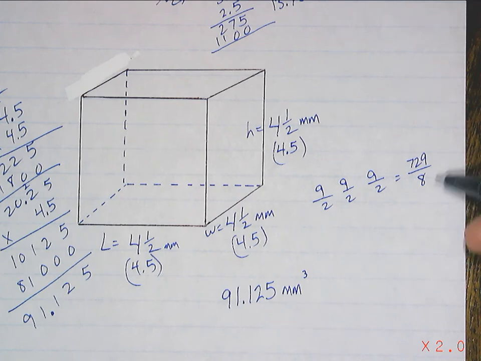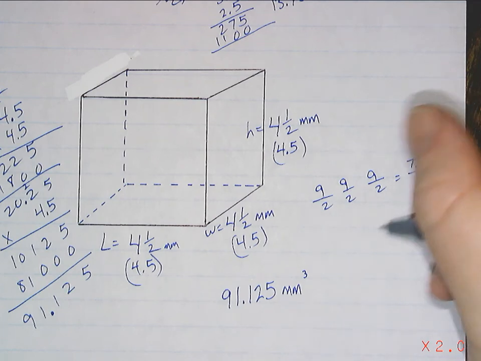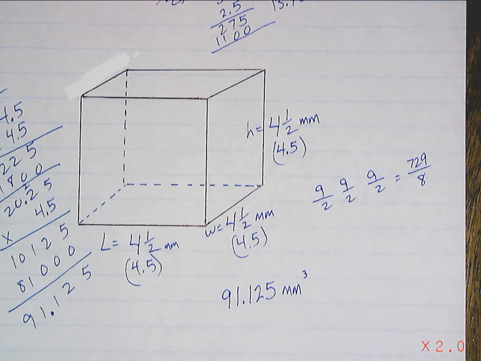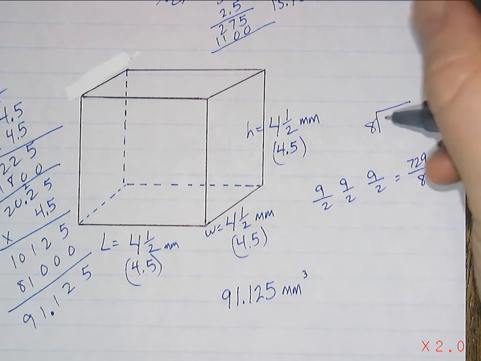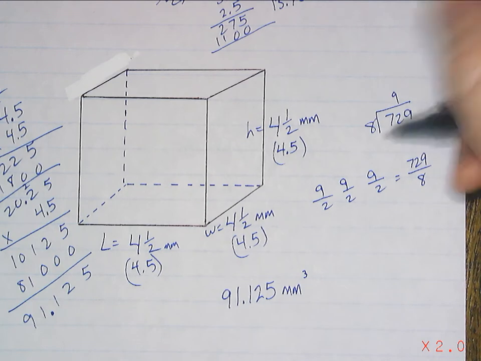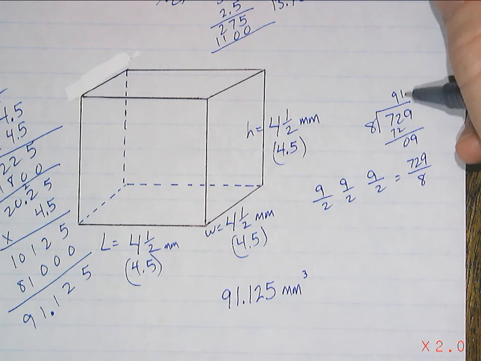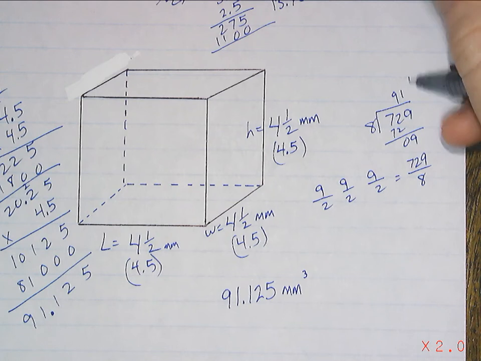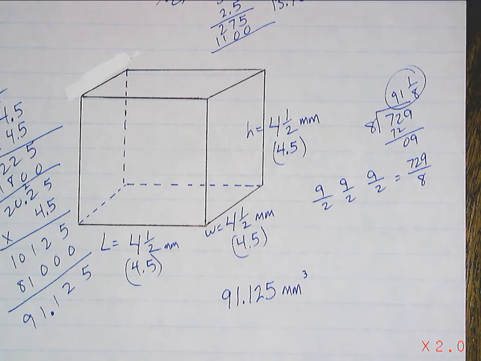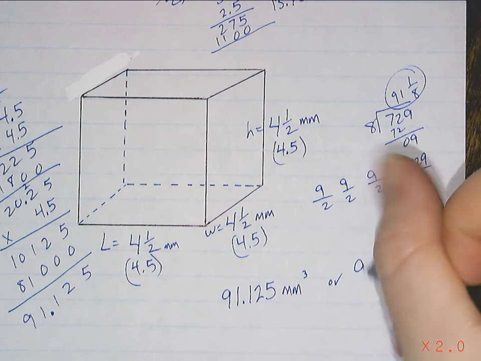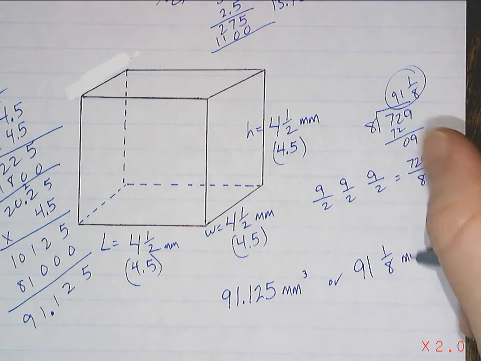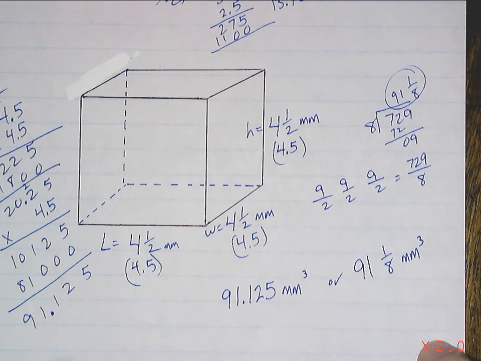Okay, yeah. So that goes in 91, it's definitely 91. Okay, there's one left over. So 91 and 1/8. All right. So yeah, 91 and 1/8 millimeters cubed. Anyways, that's what I thought originally. I just didn't want to be wrong on camera, so that's why I did the work.